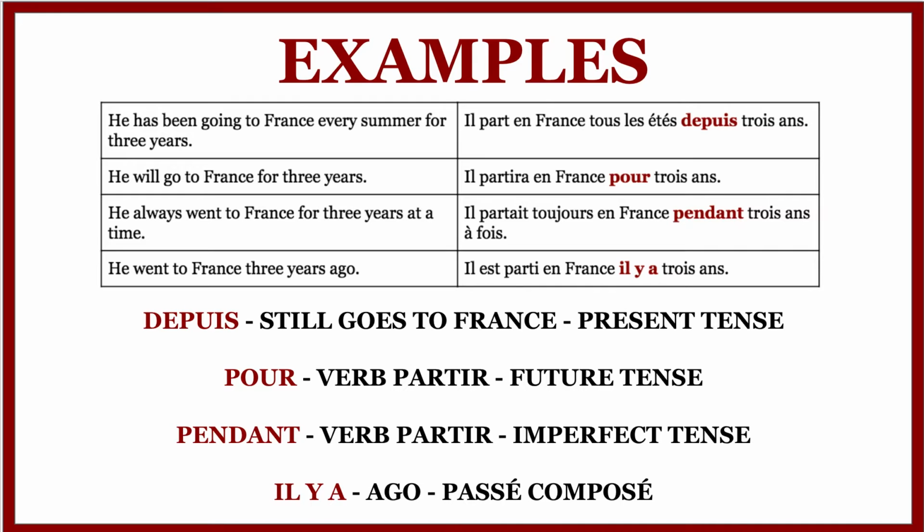I've chosen to use the imperfect tense so that I could give you an example using pendant with the verb partir and still sticking with France in 3 years. So, il partait toujours en France pendant 3 ans à la fois. It should say à la fois. Okay? I made a typo there. À la fois. It means at a time. D'accord? He went to France 3 years ago. Il est parti en France il y a 3 ans. D'accord? And my last set of examples.